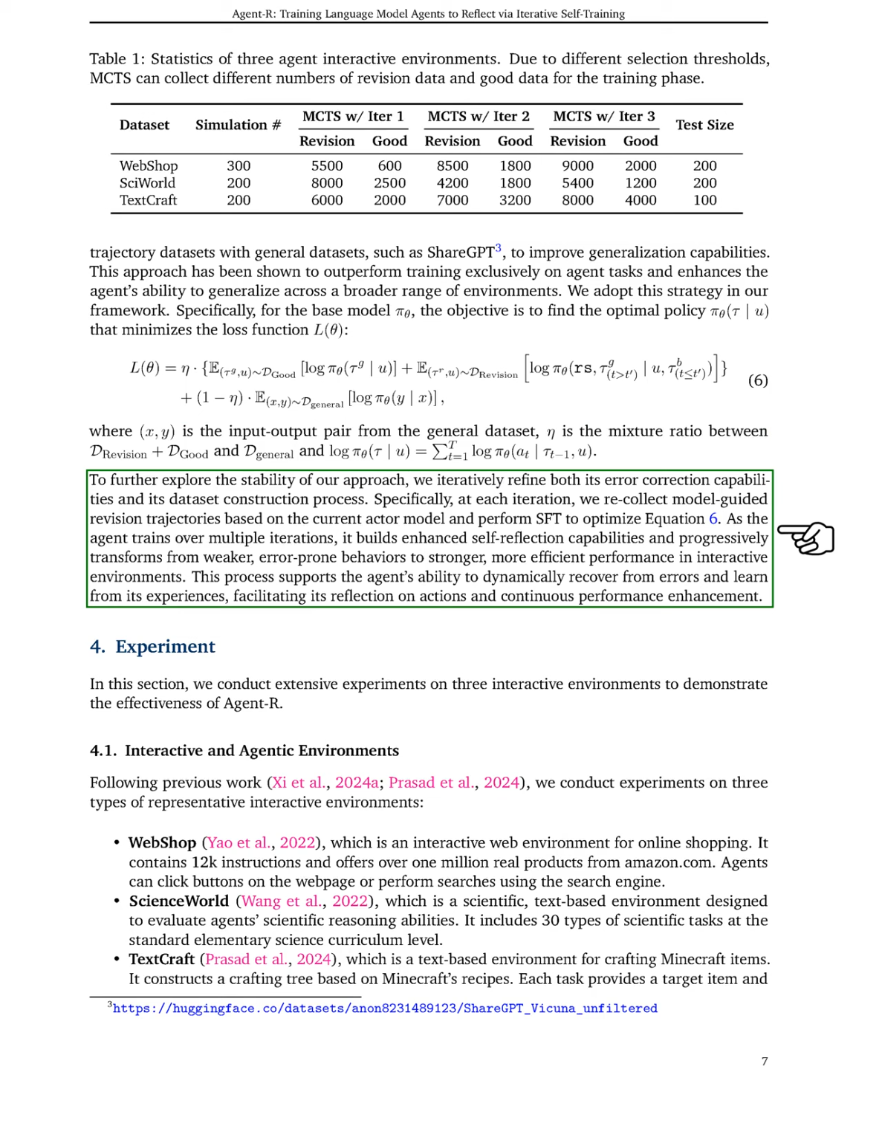In each iteration, we recollect model-guided revision trajectories and optimize our approach. As the agent trains through multiple iterations, it develops better self-reflection and shifts from weaker, error-prone behaviors to stronger, more effective performance in interactive settings. This process allows the agent to recover from mistakes and learn from its experiences, enhancing its overall performance.